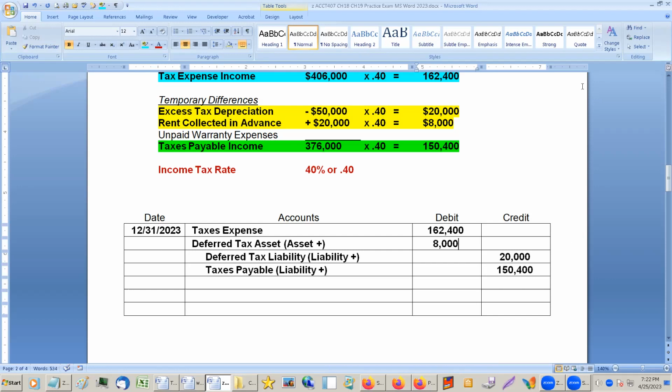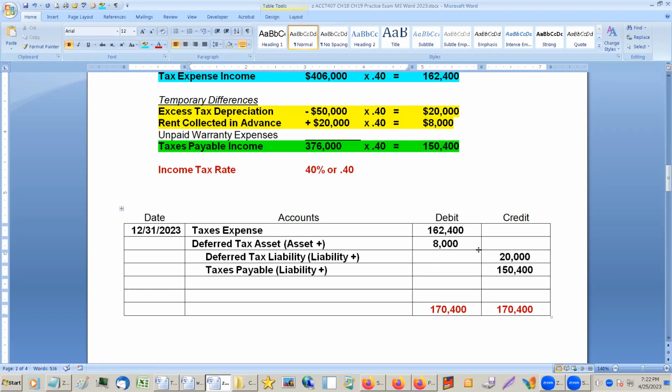This would be a good idea to add these up and make sure they balance. 162 plus 8 is 170. Oops, 400. And 174, okay. You don't have to put that in, but whenever there's a bunch of entries, I do it.